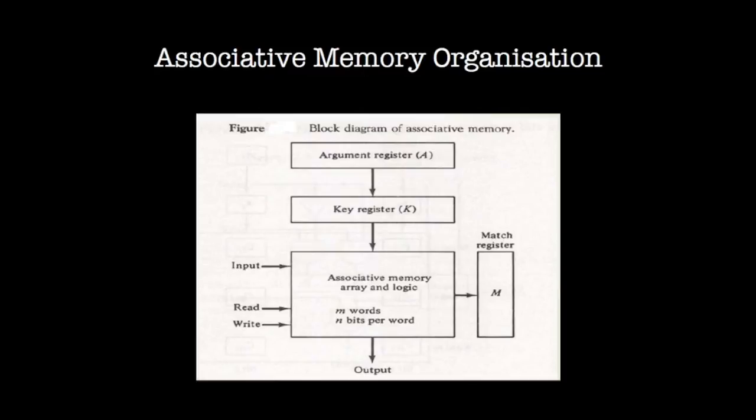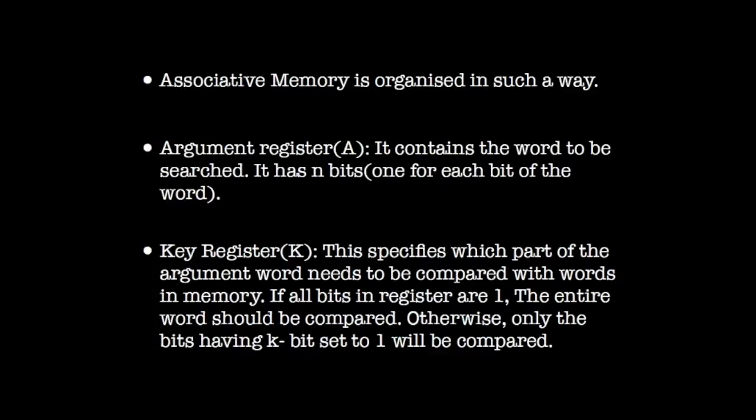Up here is the argument register, and then comes the key register. Associative memory is organized in such a way. Argument register A contains the word to be searched. It has n bits, 1 for each bit of the word. Key register specifies which part of the argument word needs to be compared with words in memory. If all bits in the register are 1, the entire word should be compared. Otherwise, only the bits having k bit set to 1 will be compared.